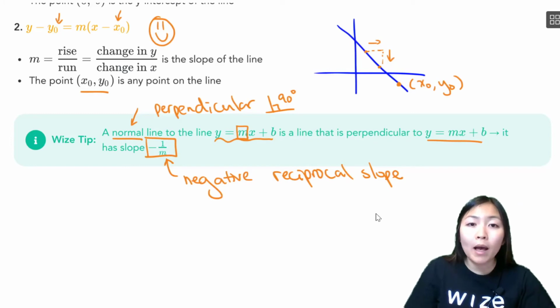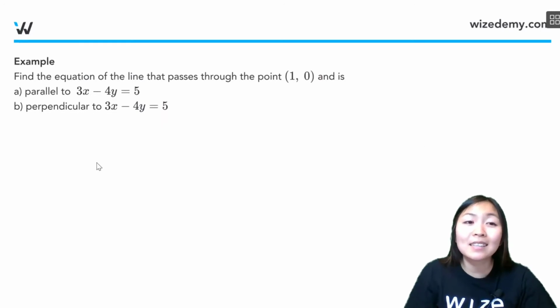If you have a slope m and you want something that's perpendicular, you put 1 over that number and then make it a negative. So if it's negative, it turns into a positive. If it's a positive, it turns into a negative. Let's take a look at an example here.